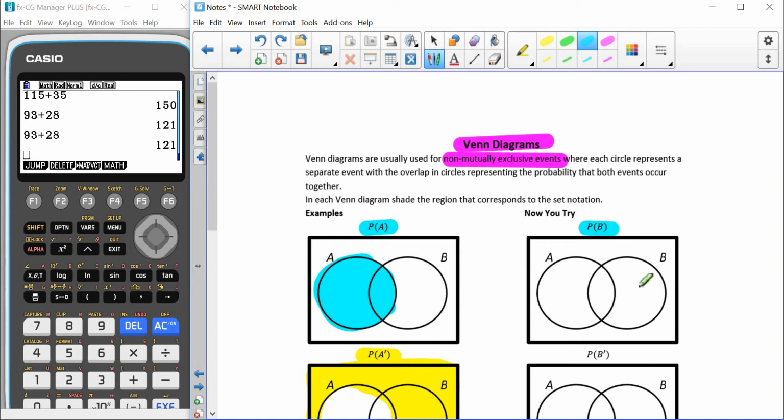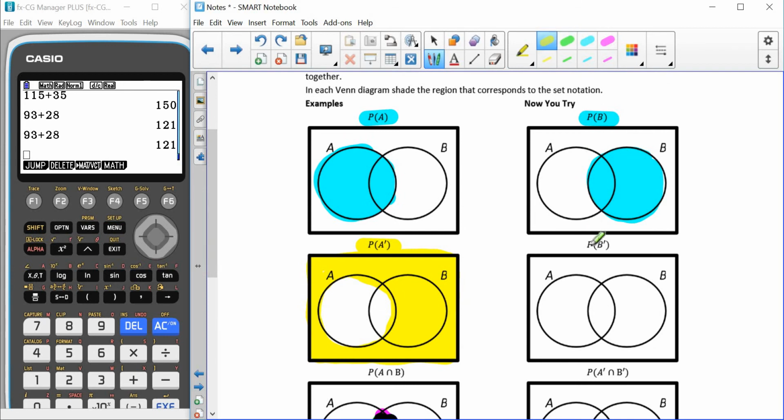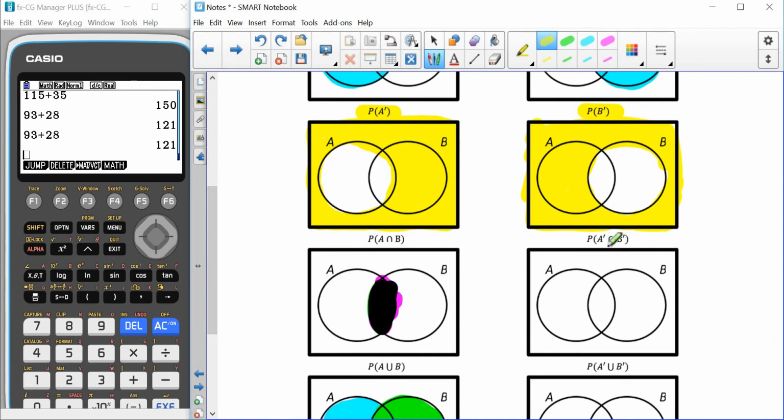So we've got the probability of B, which would just be colouring inside the circle that is representing B. We have the probability of not B, which is going to be everything outside the circle for B. We're going to have the probability for not A and not B. So we're going to start off by colouring in not A in yellow, and then we're going to colour in not B, let's say in blue.